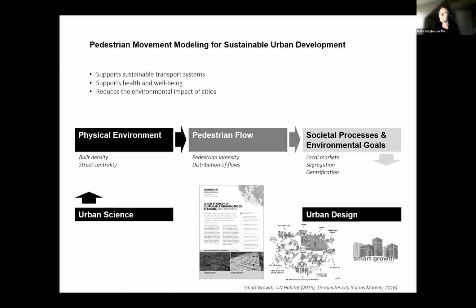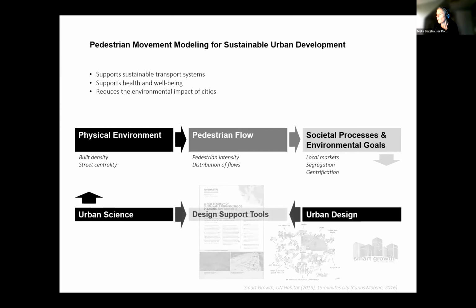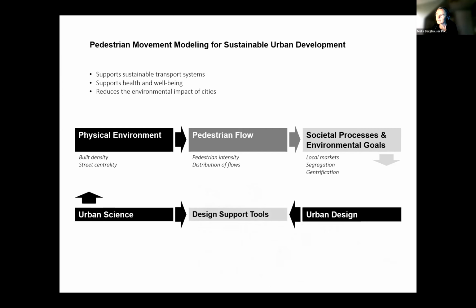And then the issue is that very often, if we find these correlations between the physical environment, flows, and social processes, we draw very quick conclusions in urban design. And we develop models like the 15-minute city or the strategies for sustainable urban development like UN Habitat that are often rather crude. What I think is needed is design support tools that actually acknowledge the complexity of what we find in urban science so that it becomes useful in urban design.